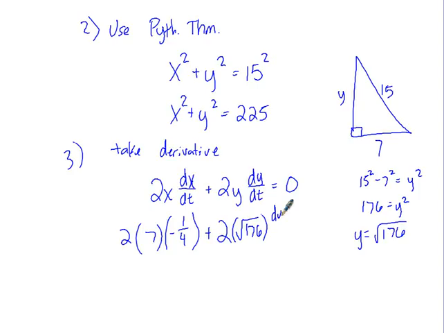And then I don't know dy/dt. And I know that's still equal to 0. Okay, guys, so this is now an algebra problem. This is now an algebra problem. Solve for dy/dt. So you want to simplify this or what?